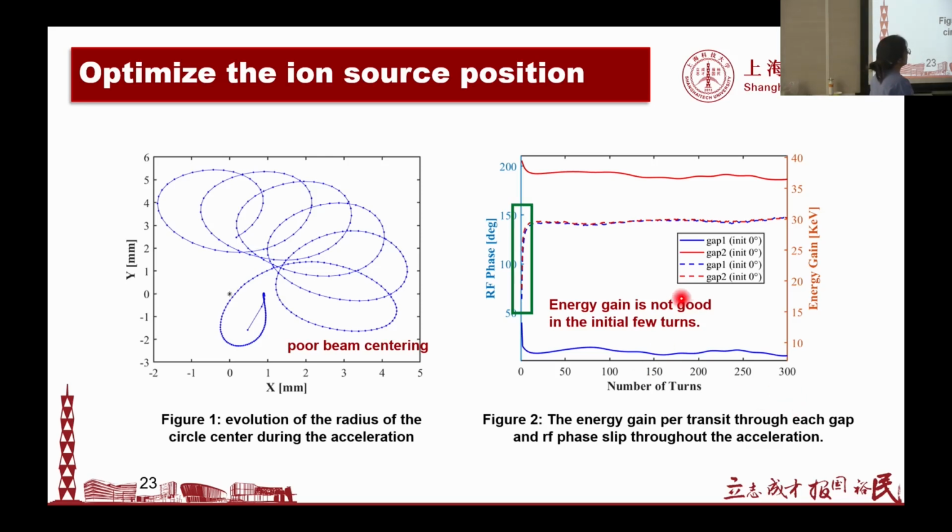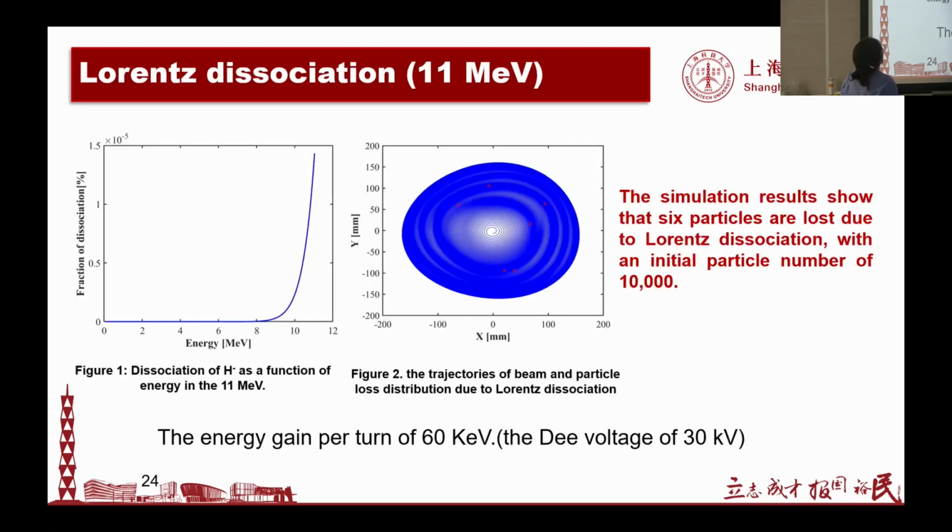And figure 2 is the energy gain at the H gap. We can see that the energy gain is not good for the first initial turns, so we need to optimize the ion source position and the parameters of the initial beams to optimize those results.